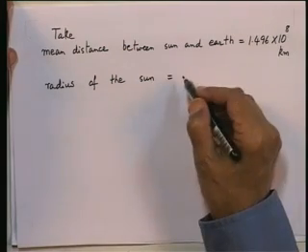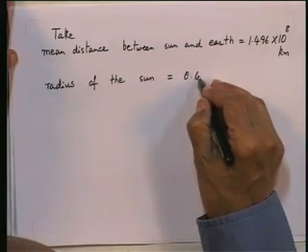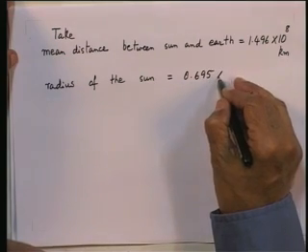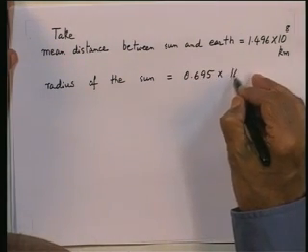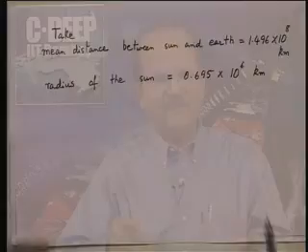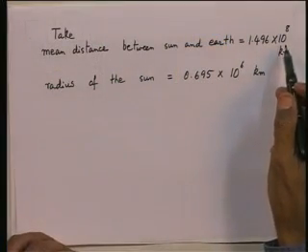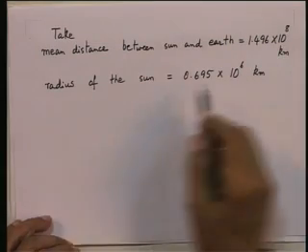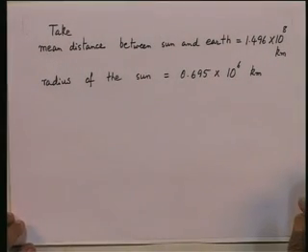to be equal to 0.695 multiplied by 10 to the power of 6 kilometers. These are values which are usually taken, the mean distance between the sun and the earth. The earth has an almost circular orbit around the sun. Take the mean distance to be 1.496 into 10 to the power of 8 kilometers. Take the radius of the sun to be 0.695 into 10 to the power of 6 kilometers. This is the problem. So, let us do it now.